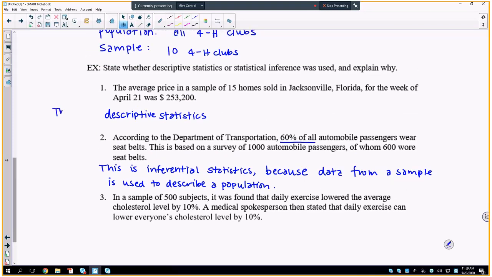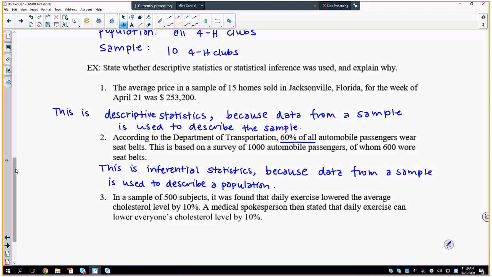So for number one, we said this is descriptive statistics because data from the sample is only being used to describe the sample. If you had a question like this on a test or a quiz, you would want to write a sentence like this. It doesn't have to be this exact sentence, but you would want to explain the difference between the two.